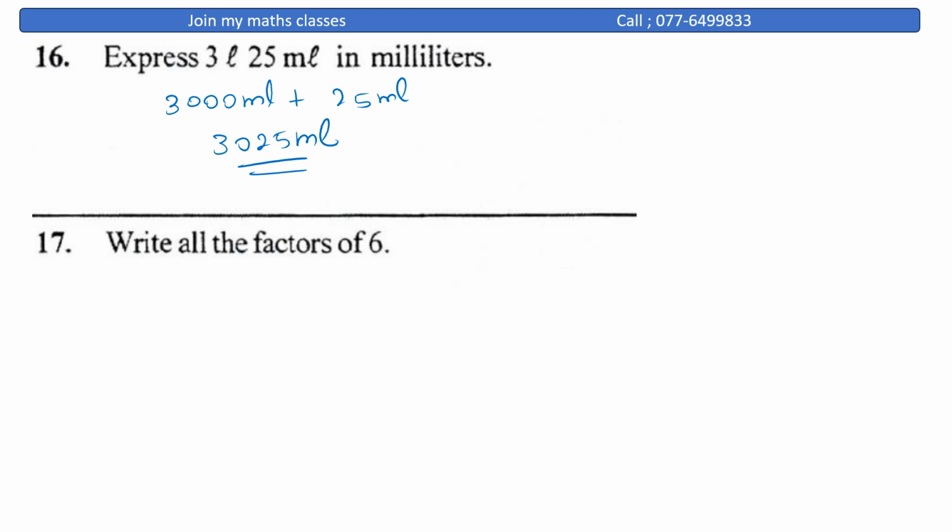Write all the factors of 6. So when you have to write these factors of 6, we see how we can make 6. 1 into 6 is 6, 2 into 3 is 6, and that's all. So the factors are 1, 2, 3 and 6.